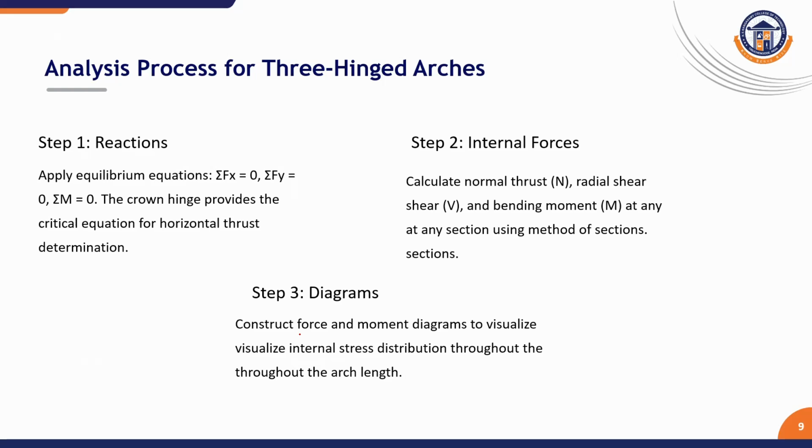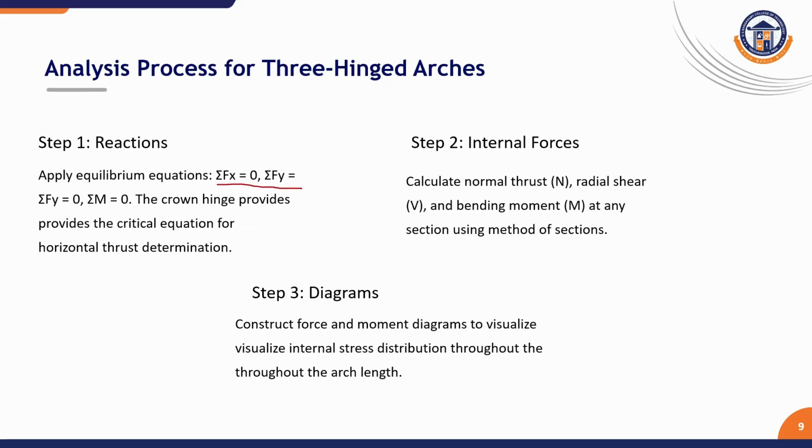So the analysis process of a three-hinged arch. Analysis of a three-hinged arch involves three steps: finding the reactions using equilibrium equations, summation of Fx equals 0, summation of Fy equals 0, and summation of moment equals 0, and it determines the internal forces at any section, and we can draw the force and moment diagrams. The crown equation is crucial for calculating the horizontal thrust. So the internal forces will be normal thrust, radial shear, and bending moment. They are calculated using the method of sections.